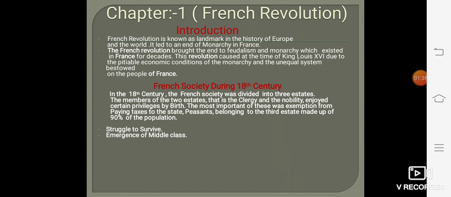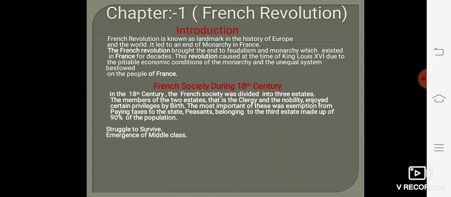Next topic is French society during 18th century. In the 18th century, French society was divided into three estates. The first consists of clergy, the second comprised of nobility, while the third estate, which was about 97% of the population, consisted of the merchant, official, peasant, artisans, and servant.